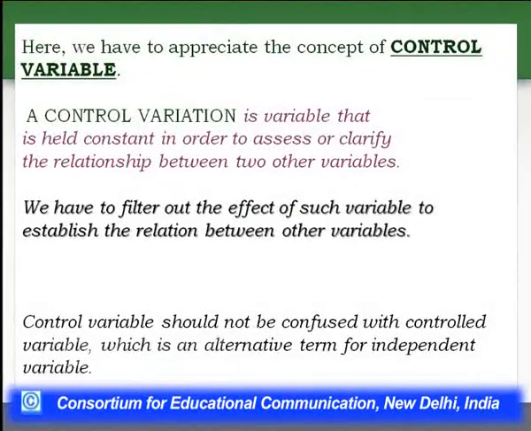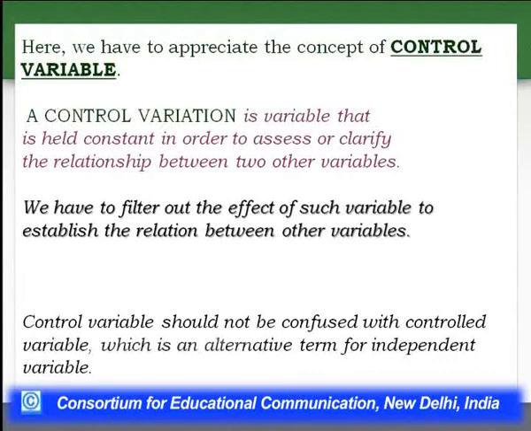So here we have to appreciate the control variable. That means we have to control certain variables to find out the real relationship between the other two variables. Because if all the variables are in action, we will not be able to find out anything. So here the question of control variable comes. The control variable is a variable that is held constant in order to assess or clarify the relationship between the two other variables. We have to filter out the effect of such variables to establish the relation between the other variables also.